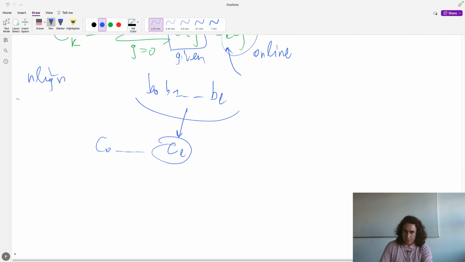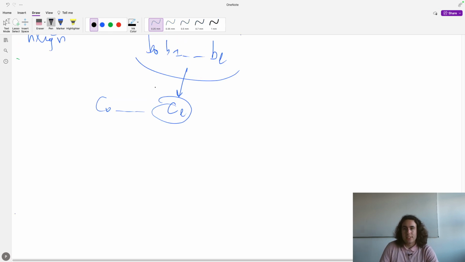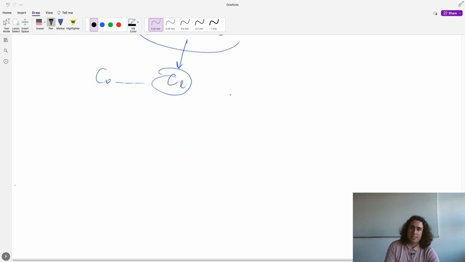How to do that? Actually, it's also not that complicated. Let's take our array A, right? Our array A is given to us in advance. We're going to break it into blocks.